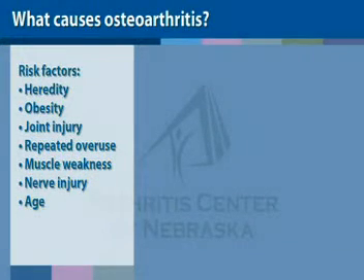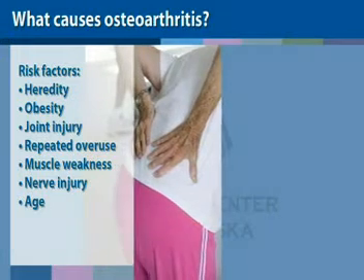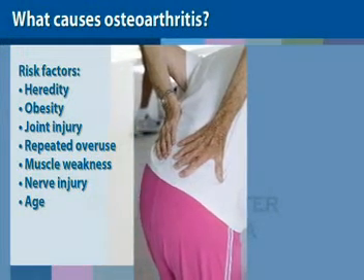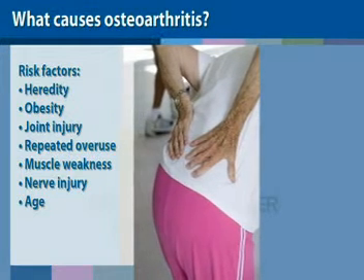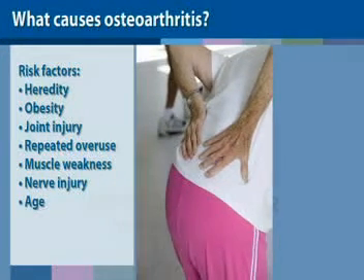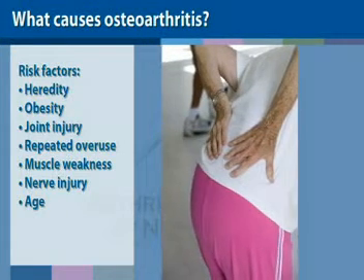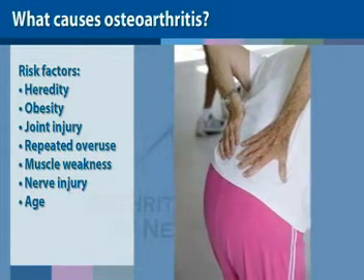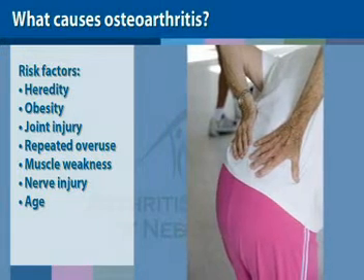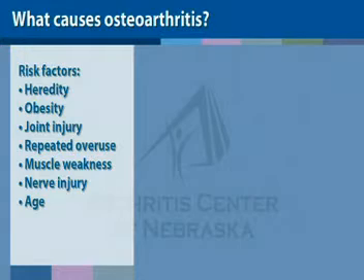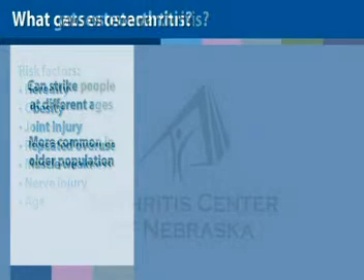Although the cause of osteoarthritis is not known, risk factors include heredity, obesity, joint injury, repeated overuse of the joints, muscle weakness, nerve injury, and age. Age in and of itself is not a definitive cause of osteoarthritis, but can worsen the deterioration process. To help prevent osteoarthritis, it is important to maintain muscle strength and a healthy weight.